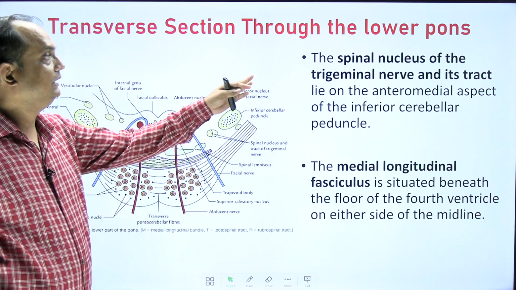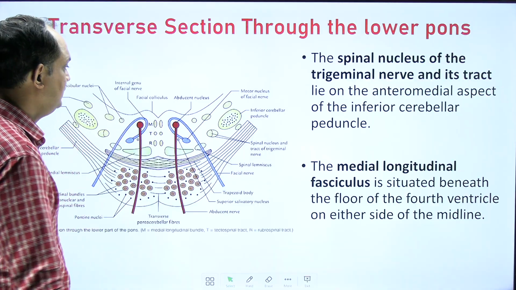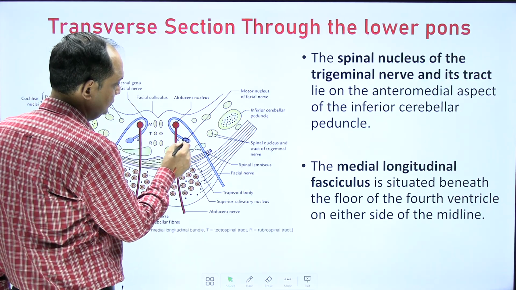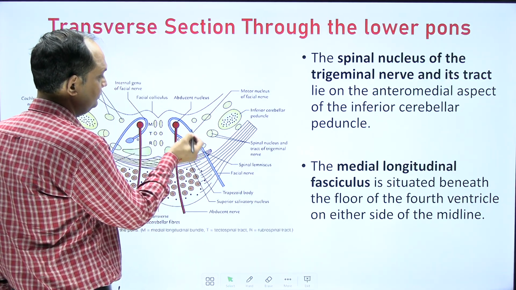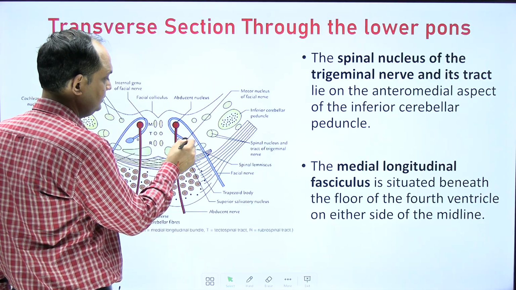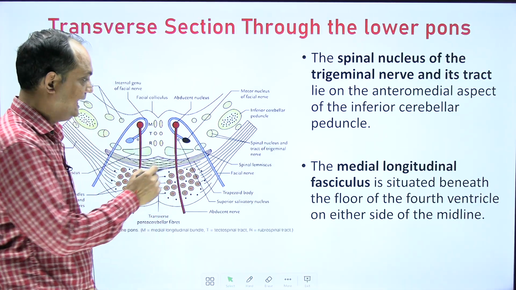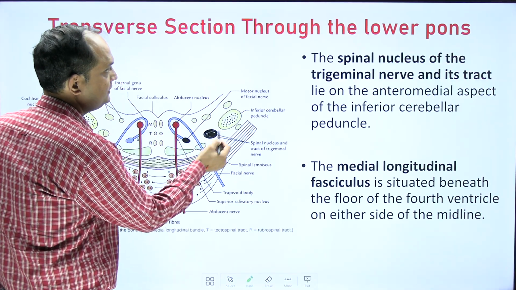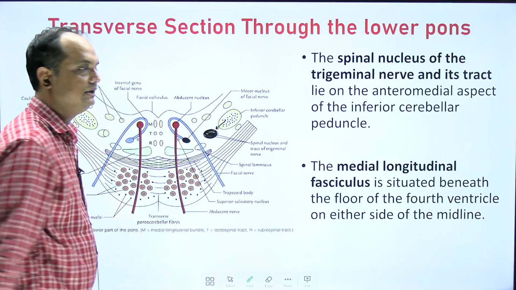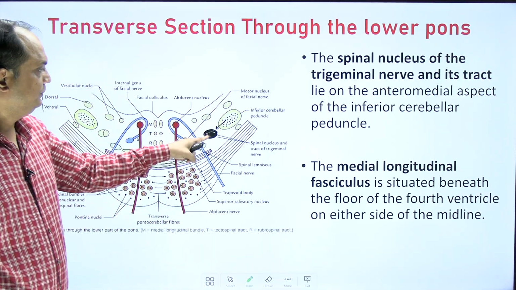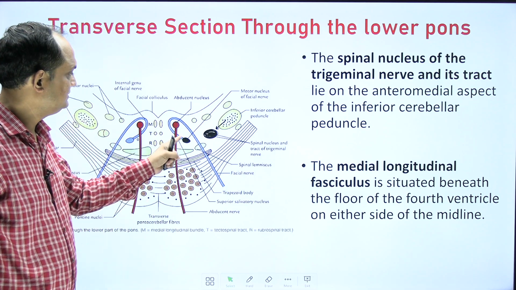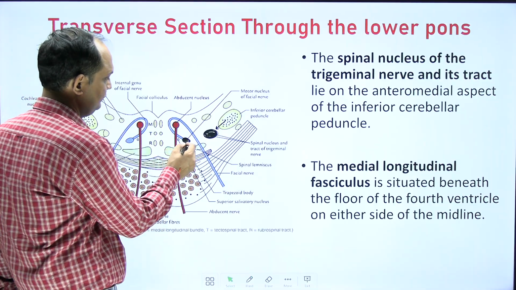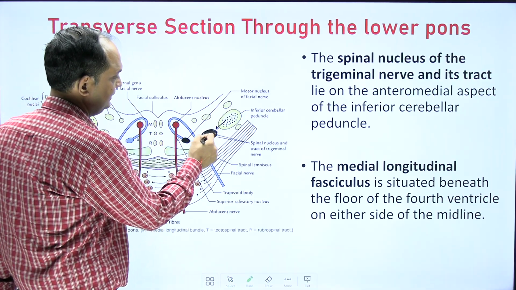You have to draw the spinal nucleus of the trigeminal nerve with its tract. So, where is the position of the spinal nucleus? I told you that the motor nucleus of the facial nerve migrates from its origin position and reaches here, so that the fibers make a loop, and just next to that you will have the spinal nucleus of the trigeminal nerve, which lies anteromedial to this inferior cerebellar peduncle. So, the spinal nucleus is just adjacent to the motor nucleus of the facial nerve. This is the motor nucleus of facial, and this is the spinal nucleus of the trigeminal nerve.